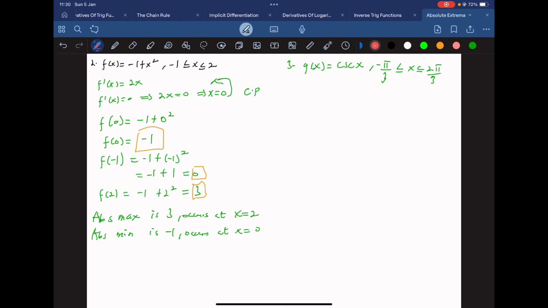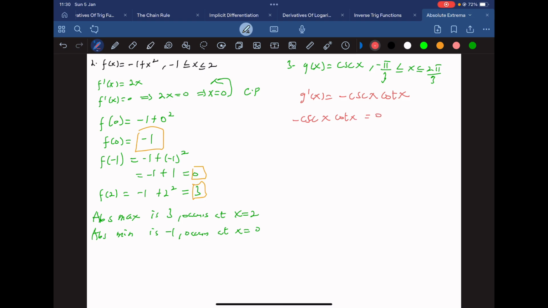Okay, so with this question, the same idea. First of all, we differentiate this, and if we differentiate this right here, what do we get? Remember from the previous video, if we differentiate this, we have negative cosecant x cotangent of x. So we have to set this equal to 0. So we have negative cosecant x cotangent x equal to 0.